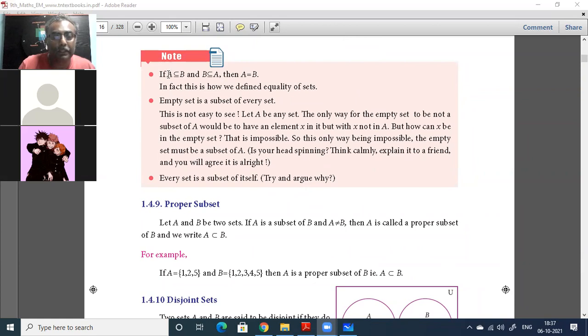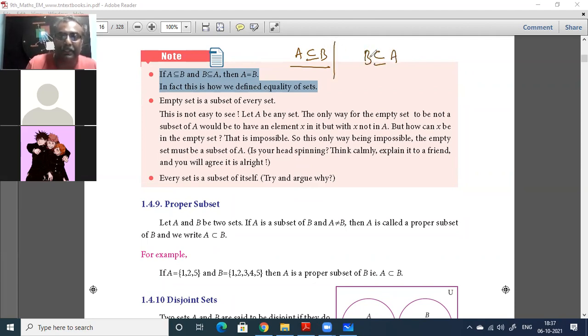Note, if A is a subset of B and B is a subset of A, then A is equal to B. It's very important. If all the elements in A are present in B and all the elements in B are present in A, then A equals B. That is the definition of equality of sets. Every element in A must be in B, that is A is a subset of B. Every element in B must be in A, that is B is a subset of A. So if A is a subset of B and B is a subset of A, then automatically A equals B follows.